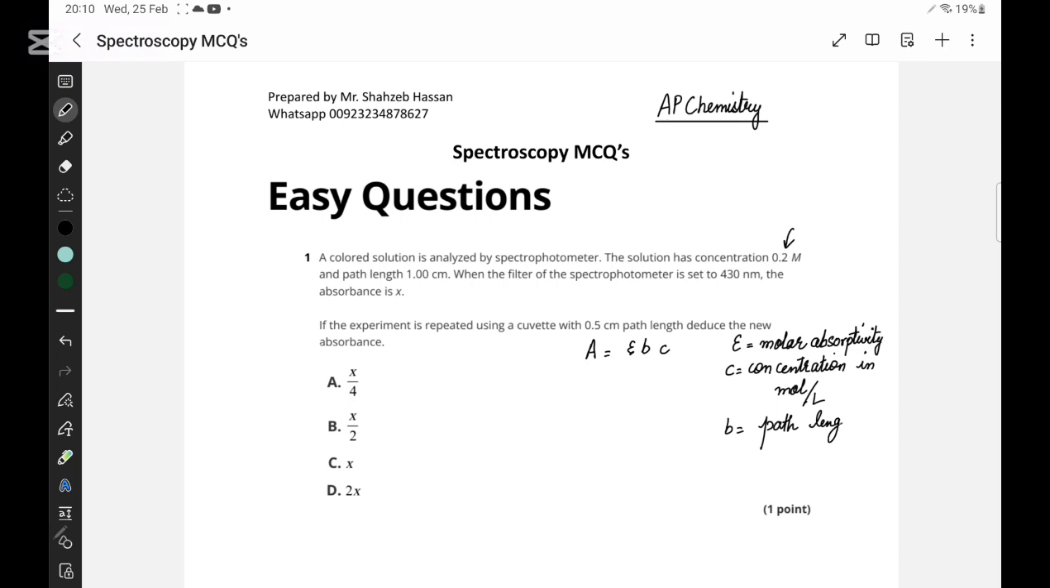So you can see one thing, that absorbance is directly proportional to path length, and when the path length is halved, then absorbance will also be halved. Before, the absorbance was X, and now the absorbance would be X by 2, because path length is halved. So the answer is B.